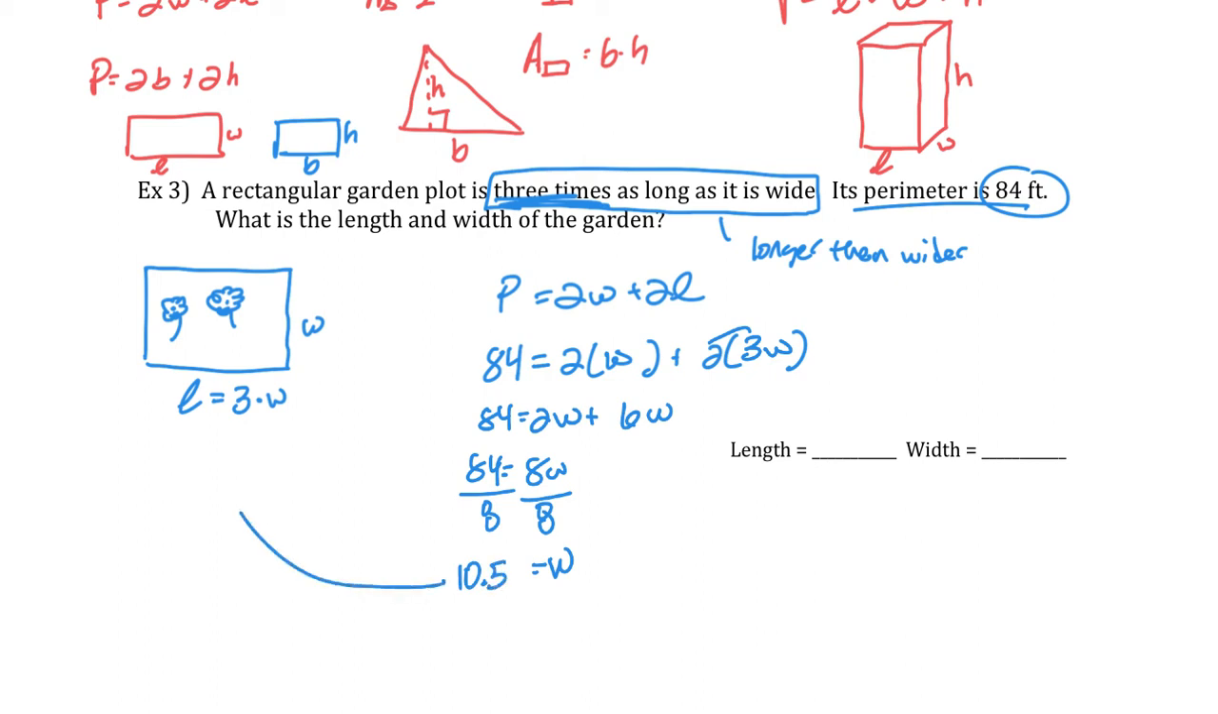So if I bring that information back up to my picture here, W is equal to 10.5. The length is equal to 3 times that, which is equal to 31.5. So my length is 31.5, and notice my units here are feet, so 31.5 feet, and the width is 10.5 feet.